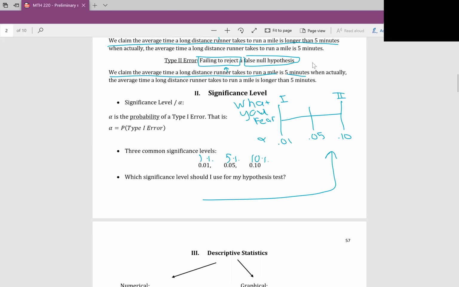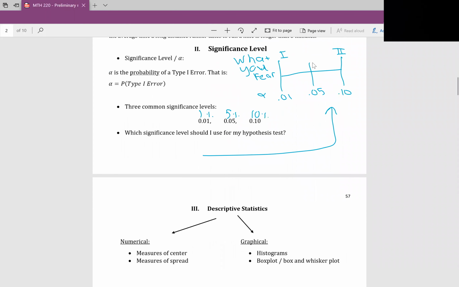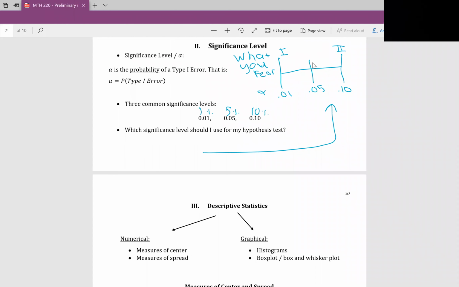Today, we are going to move on to descriptive statistics. We have two types of descriptive statistics: numerical measures, which include measures of center and measures of spread. We also have graphical descriptive statistics. Root word there, think graphs: histograms, box plots, also commonly called box and whisker plots.